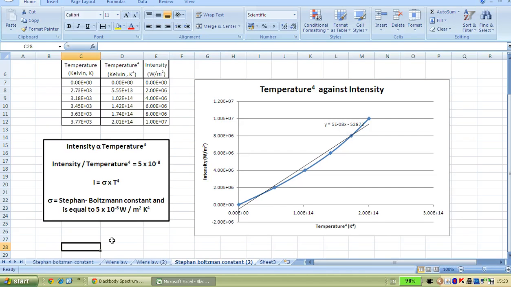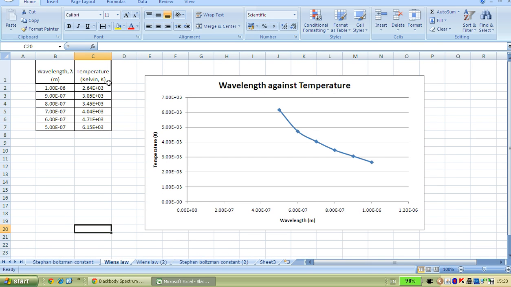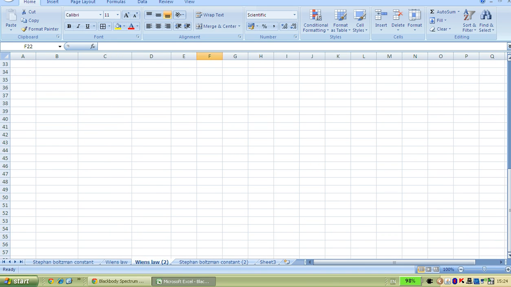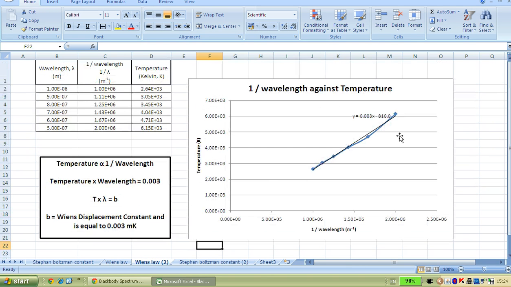Similarly, with Wien's law, they can plot wavelength against temperature, again using data collected from the learning object. This again is not a straight line, it's a curve, and students can manipulate this data to plot 1 over wavelength against temperature, again seeing that this is a straight line and getting a constant of 0.003. This is very close to the Wien's displacement constant of 0.0029 meter Kelvin. So by manipulating this graph, they found this constant.